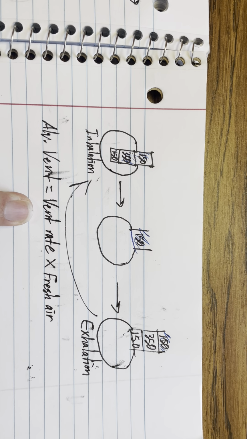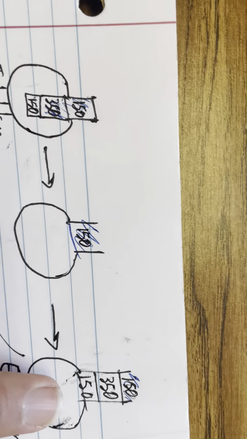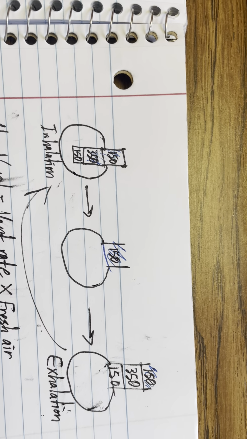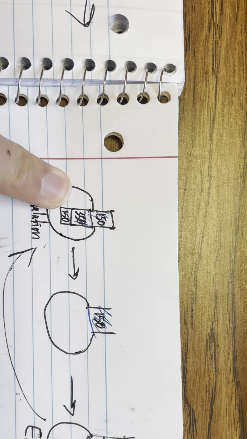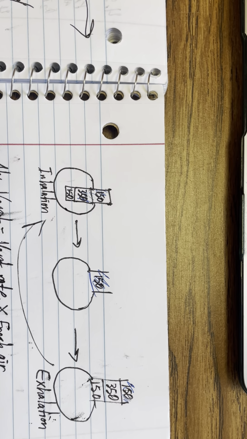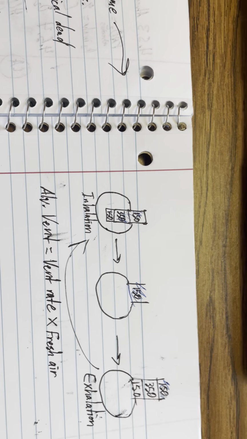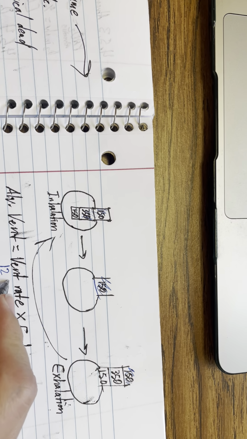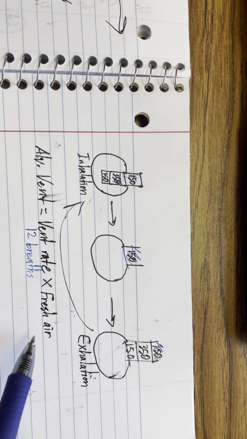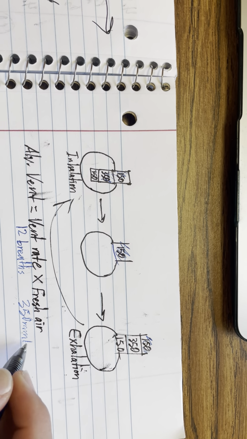So to determine alveolar ventilation, which is different from pulmonary ventilation, we have to take into consideration our ventilation rate, which is breaths per minute, and the fresh air that we're getting. So if we have a fresh air pressure of 350 of oxygen when we inhale, and that gets depleted with each breath per minute, we would multiply. So if we had 12 breaths per minute, then we would have 350 millimeters of mercury.